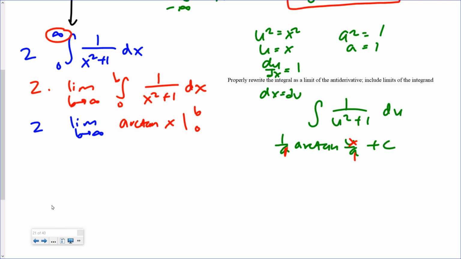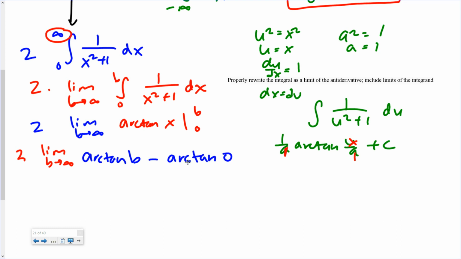What are you going to do next? Take care of the evaluation bar, right? Plug in the b, plug in the 0, slap a minus sign between. We still haven't taken care of the limit, and we still haven't taken care of the number 2. Once we take care of the bar, you can simplify whatever you want to simplify.